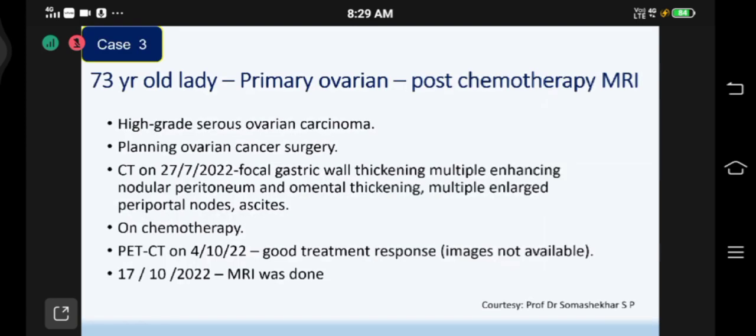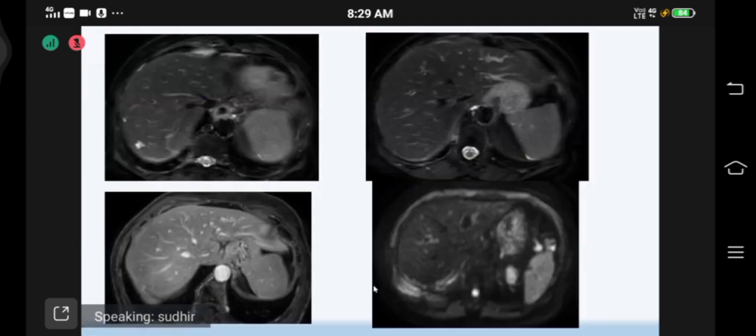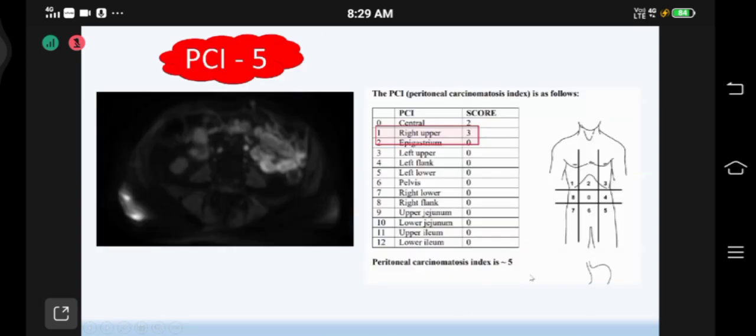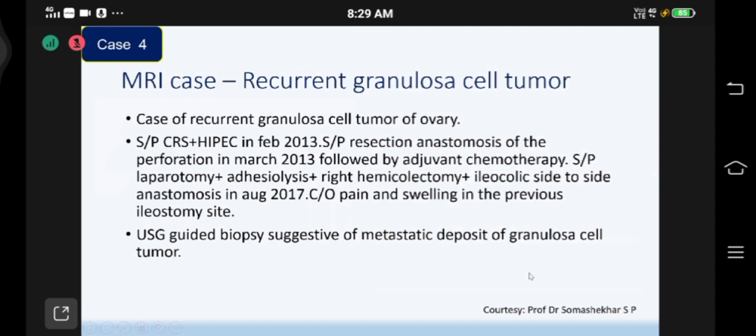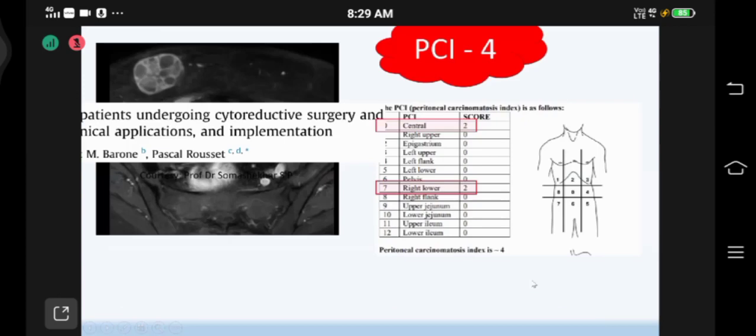So a 73-year-old with primary malignancy, high-grade serous ovarian, and this was for assessing the treatment response. This particular case had just 1 or 2 deposits here along the perihepatic space. This patient post-treatment shows a PCI of 5. Then this was a case of recurrent granulosa cell tumor, and this patient had a PCI of 4, right?